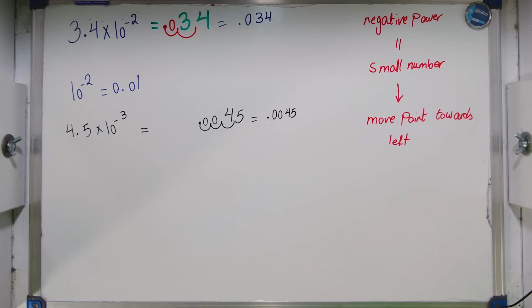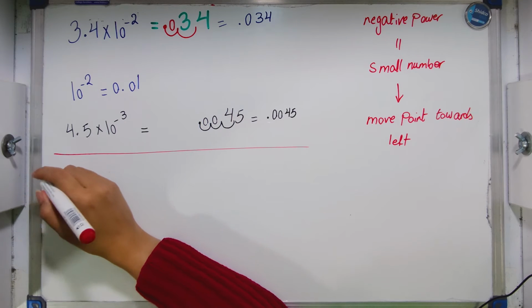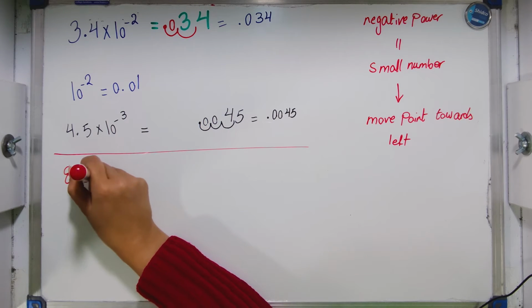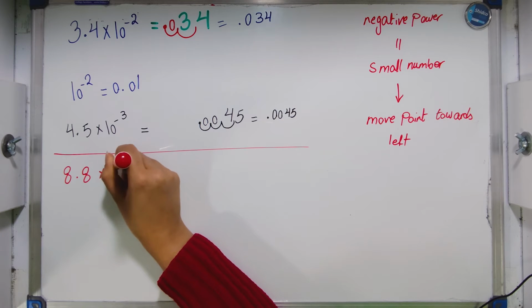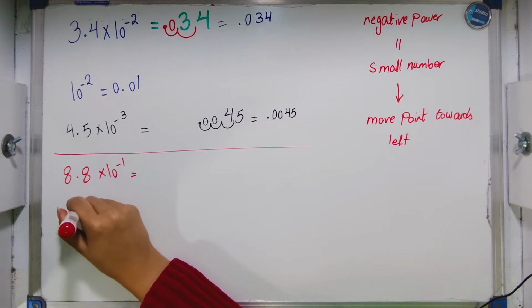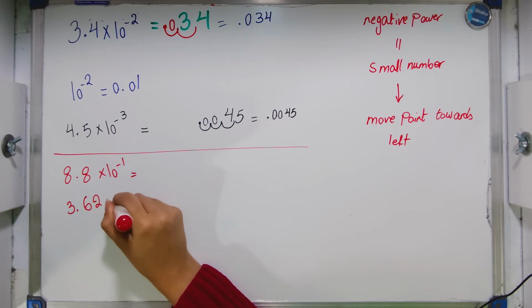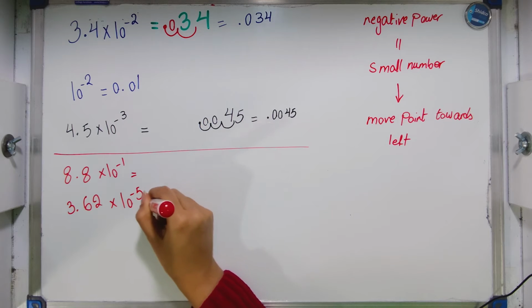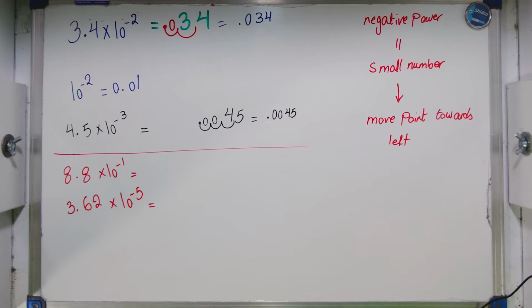Let's have a few examples. You can do them by yourself. Pause the video, do them by yourself, and then check your answers with me. I can say 8.8 times 10 to the power minus 1, and 3.62 times 10 to the power minus 5. So if you want to pause the video, feel free and solve it by yourself and then check with me.